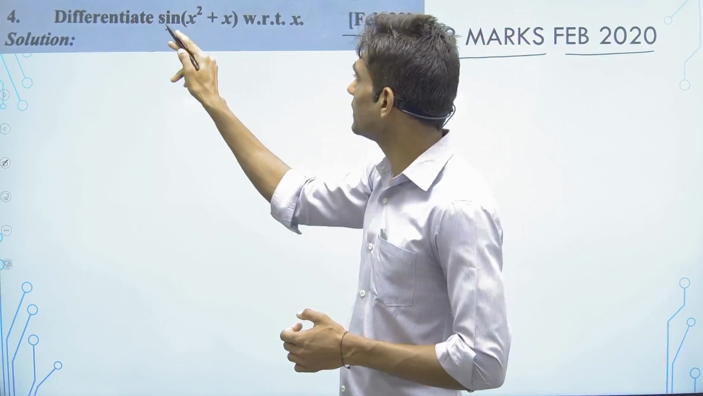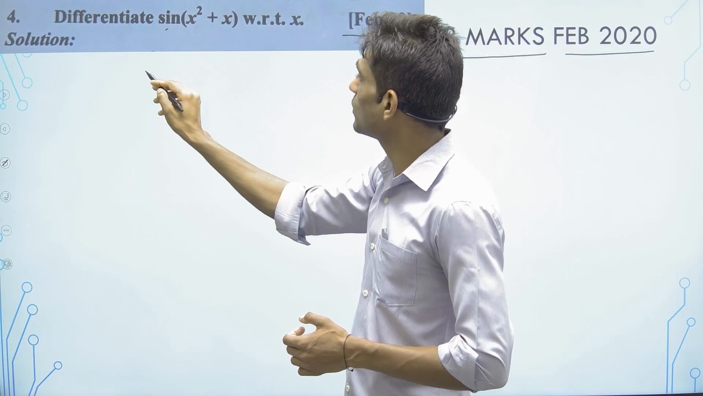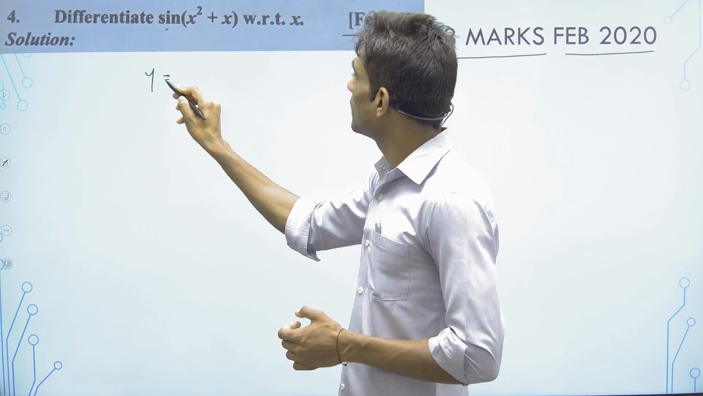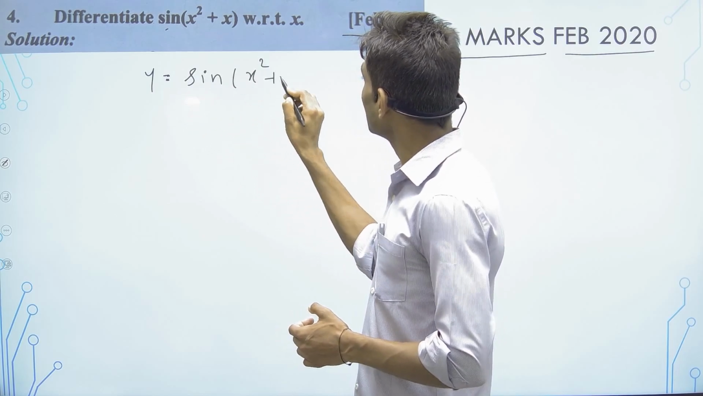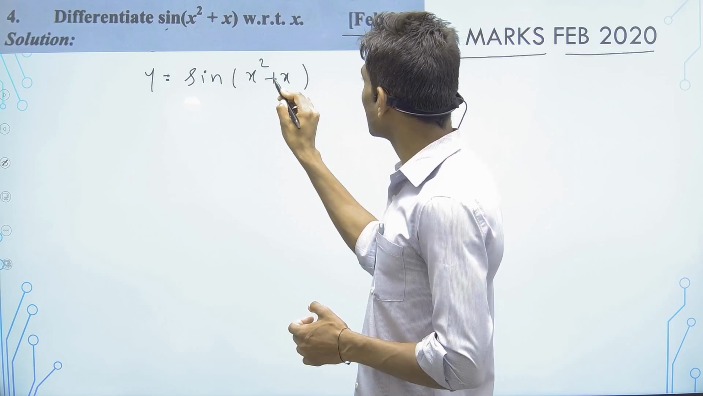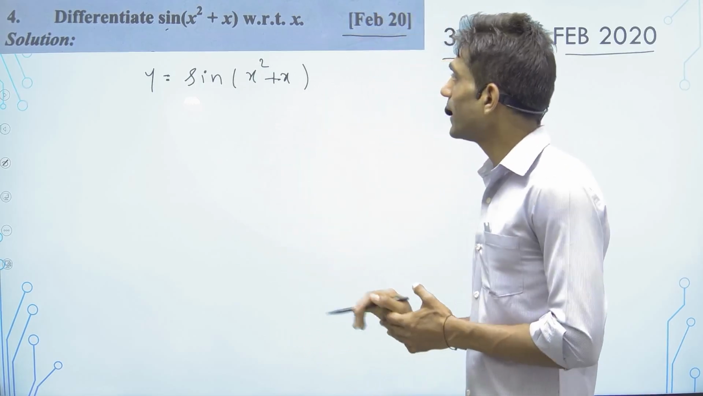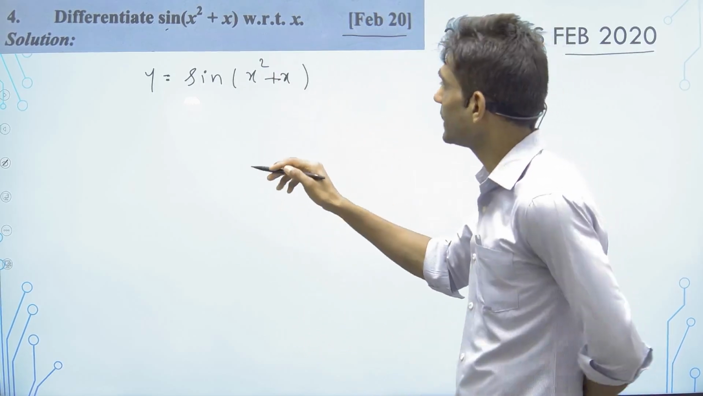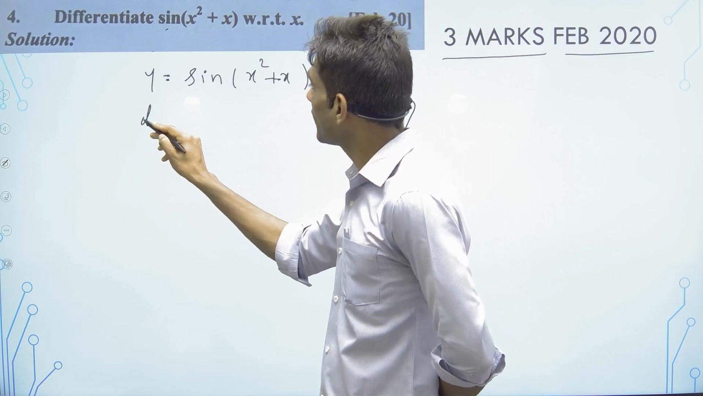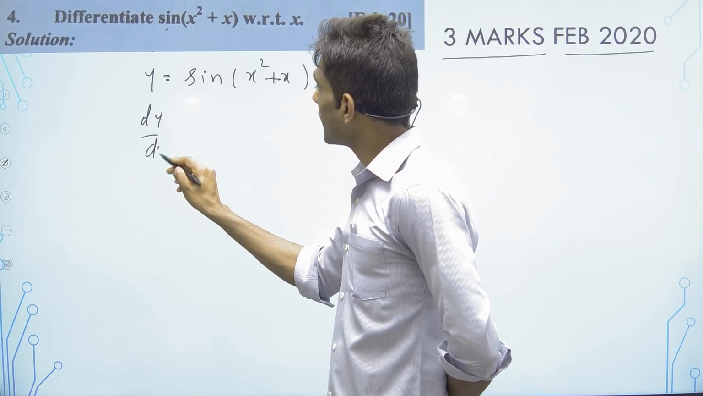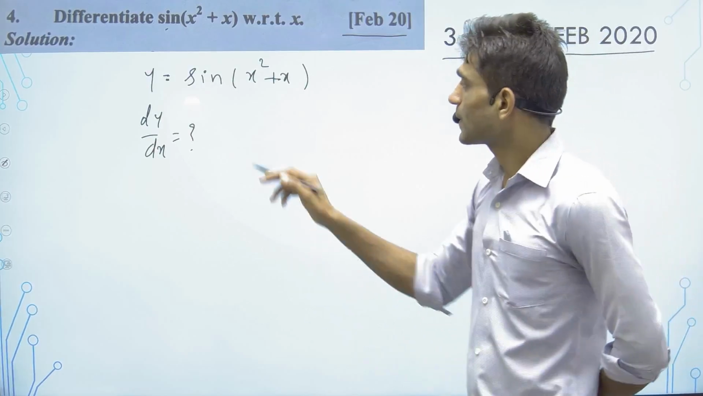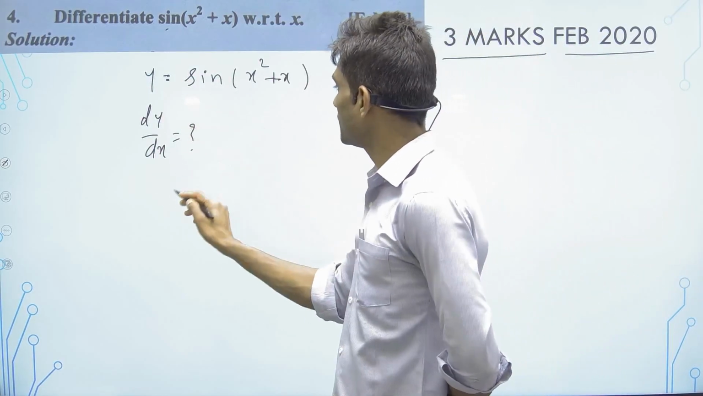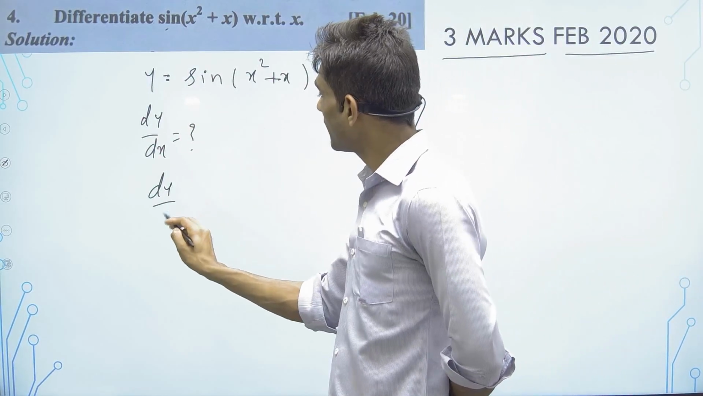So our function here is y, which is equal to sine of x square plus x. Okay, sine of x square plus x is given, and we have to differentiate with respect to x. That means we want the value for dy by dx. Okay, so find out dy by dx. That means differentiation with respect to x, dy by dx.